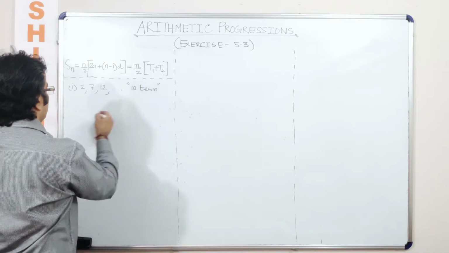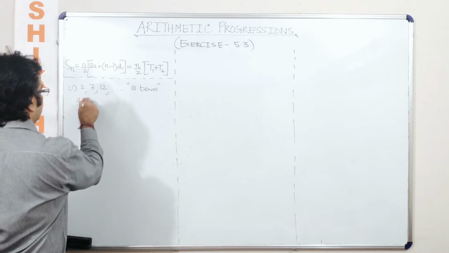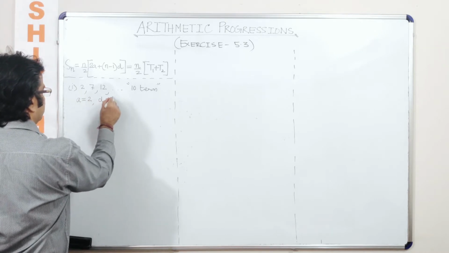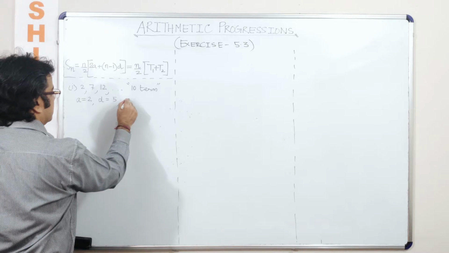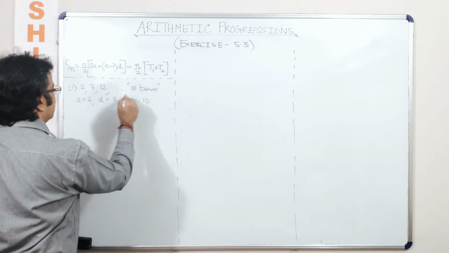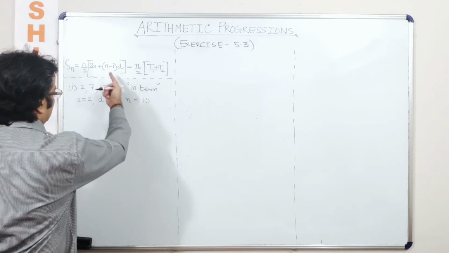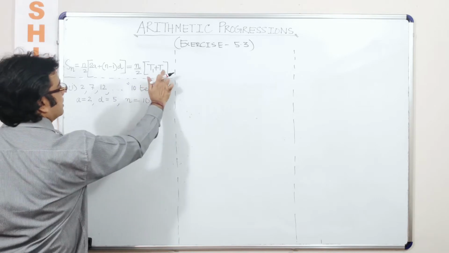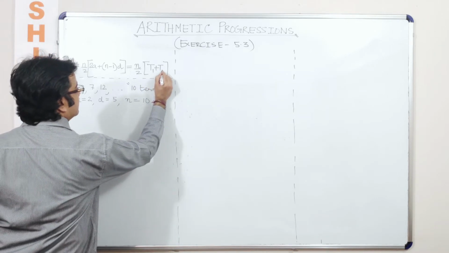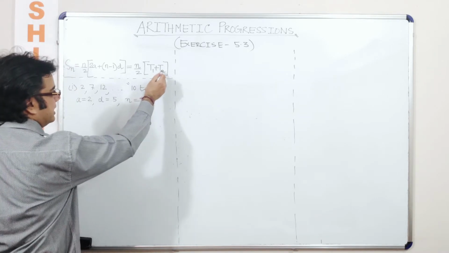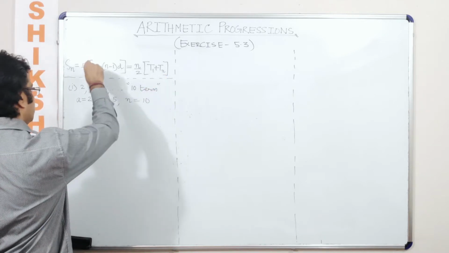So the very first thing that you need to understand here is, what is the value of a here? 2. What is the common difference? 5. What is the number of terms? 10. So can I use this formula? I can. Can I use this formula? No. Here you need to know the last term which you need to calculate. So when you are calculating the last term, it gets changed to this formula only.